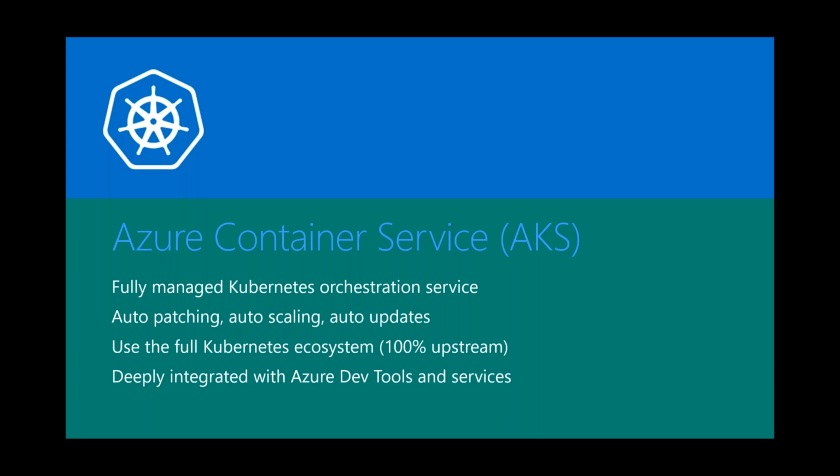So the Kubernetes orchestration is key in starting and stopping containers automatically based on parameters that you provide to it. You can set up automated patching, automated scaling, automated updates. All can be done without any service interruption. And this is obviously deeply integrated with Azure development tools and services. So you can work directly with ARM templates, Azure CLI, Azure PowerShell, and use Azure DevOps for your continuous integration.